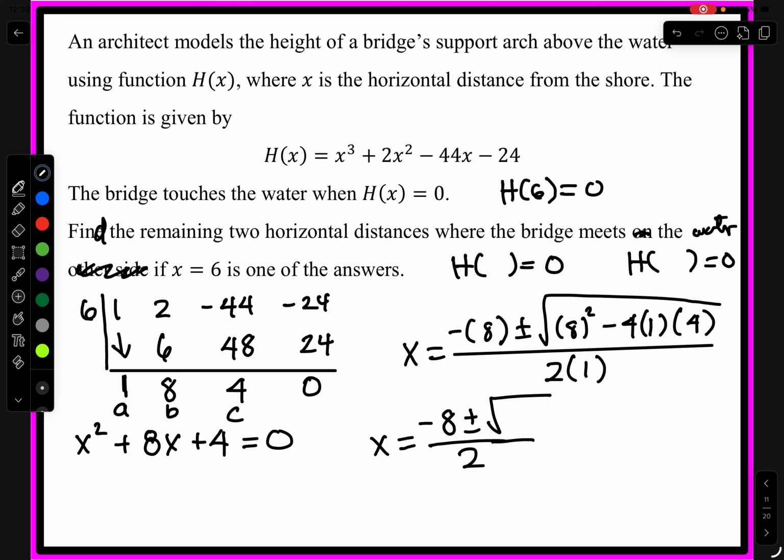And now we can simplify this. So the only thing that we have to really work on is that 8 to the second power minus 4 times 1 times 4, that's a 4, which is a total of 48. So the other two places where the bridge is going to meet the water are at the horizontal distances of x equals negative 8 plus the square root of 48 divided by 2, and negative 8 minus the square root of 48 divided by 2 as well.